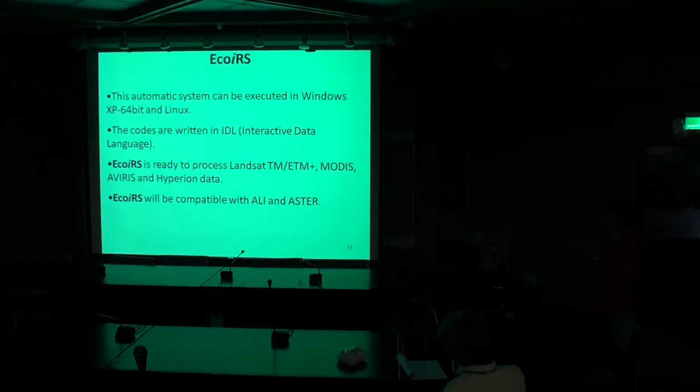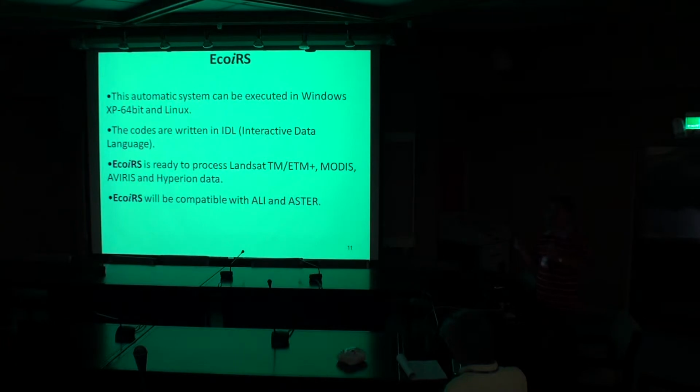ECO-IRS is an automatic system that can be executed in Windows XP 64-bit and Linux. The code is written in IDL. Now ECO-IRS is ready to process Landsat, MODIS, AVIRIS, and Hyperion data. We don't try to use it for high spatial resolution data, such as QuickBird, IKONOS, GeoEye, or SPOT, because they only have 4 bands.